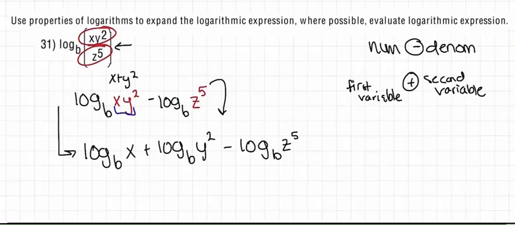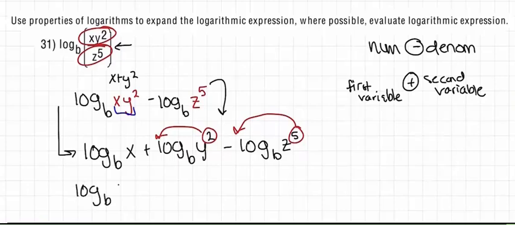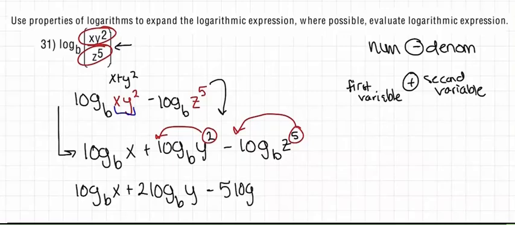Now, we have another property that we can evaluate and use. So this one's going to be your power property because we have exponents. We know that using the power property, we can bring those out in front of our logarithmic terms. So when we do that, we will be getting log base b of x plus, bring that 2 out, 2 times the logarithm of base b of y minus, bring that 5 down, 5 times the logarithm of b of z. And that is your fully expanded logarithmic expression.